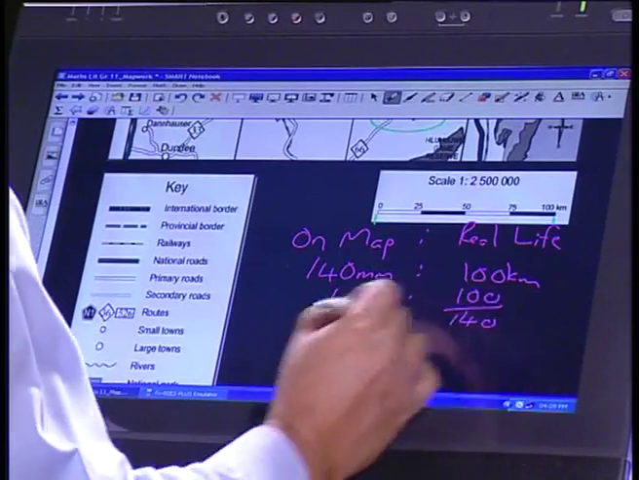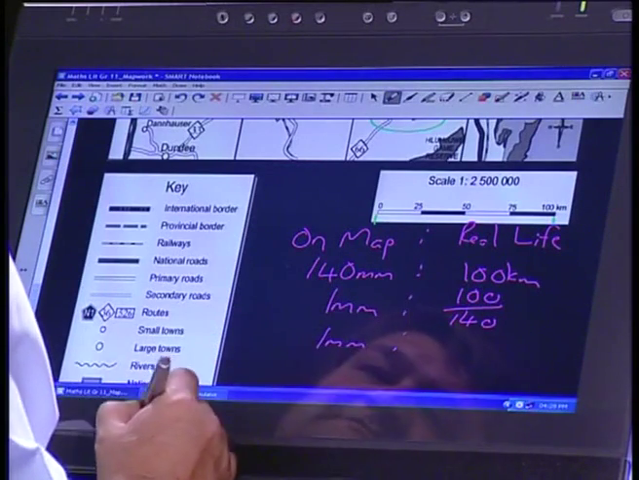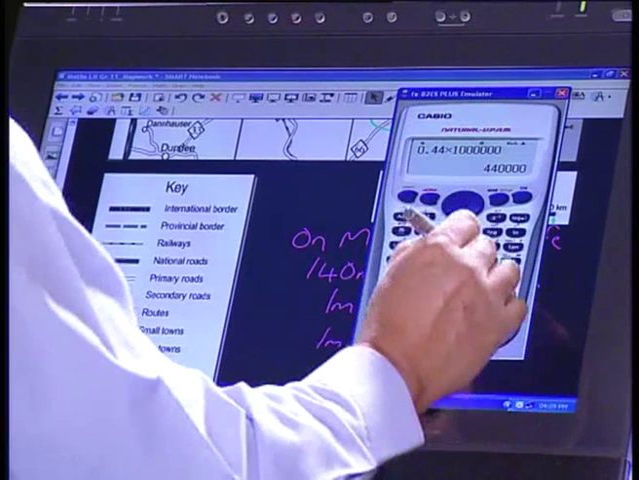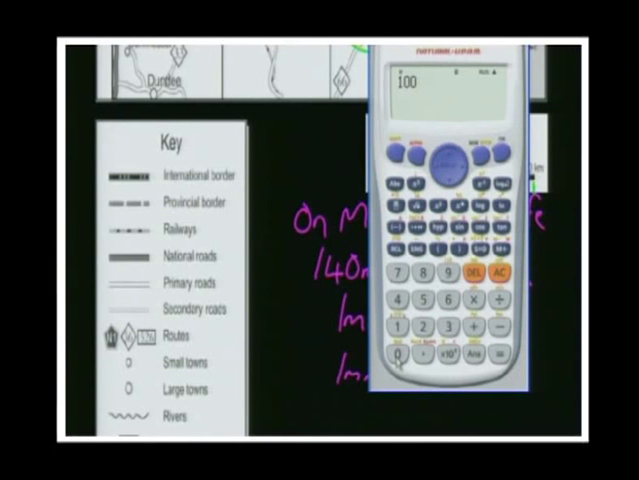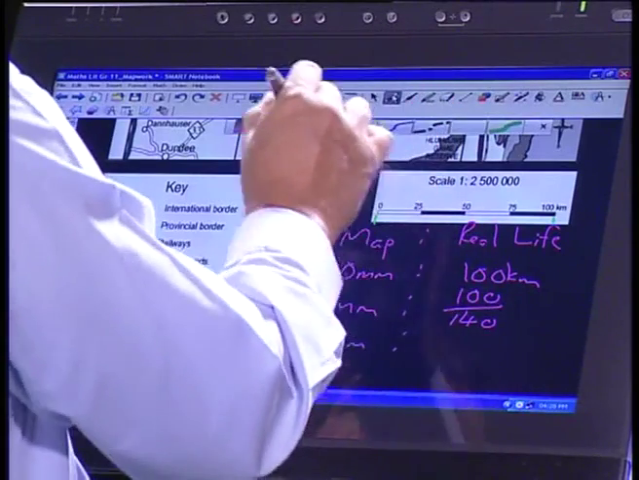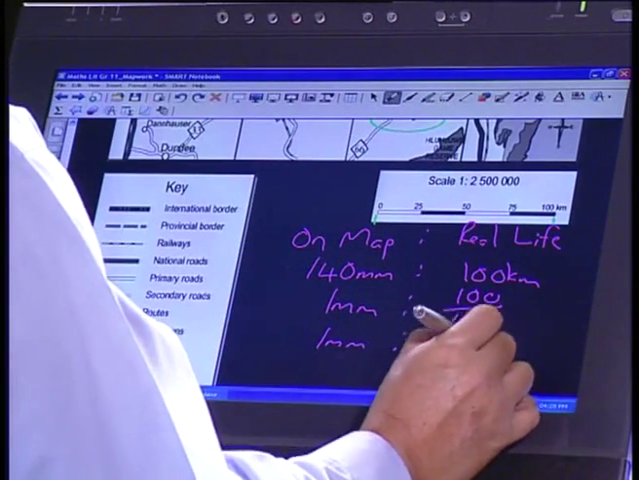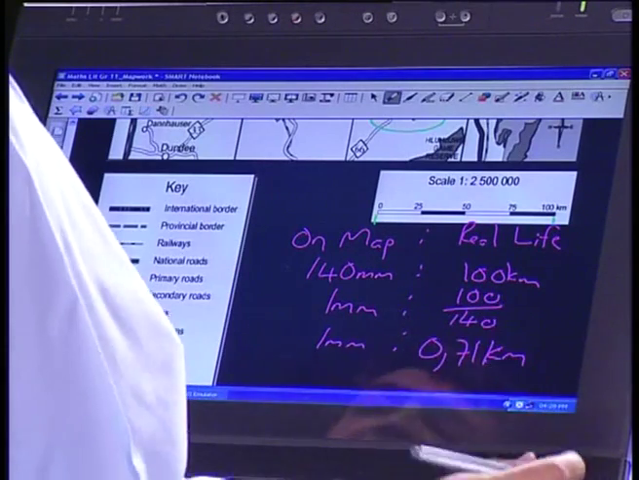100 divided by 140. So I know 1 millimeter represents, and let's do this quickly. We've got 100. We divide it by 140, and we get an answer of 0.7142857... Folks, we're going to round it off. Let's make it 0.71. So we've got 1 millimeter represents 0.71 kilometers. Now, my question is this: give the approximate distance, and that's why I'm rounding off.